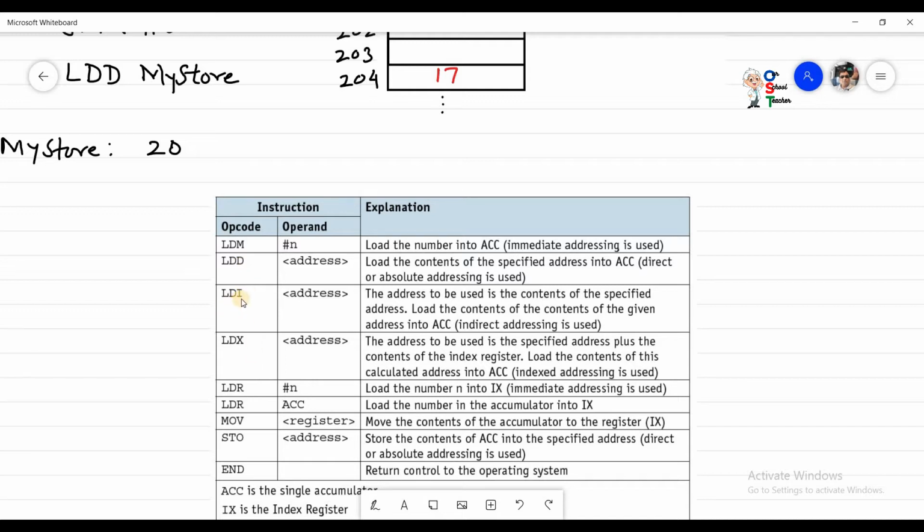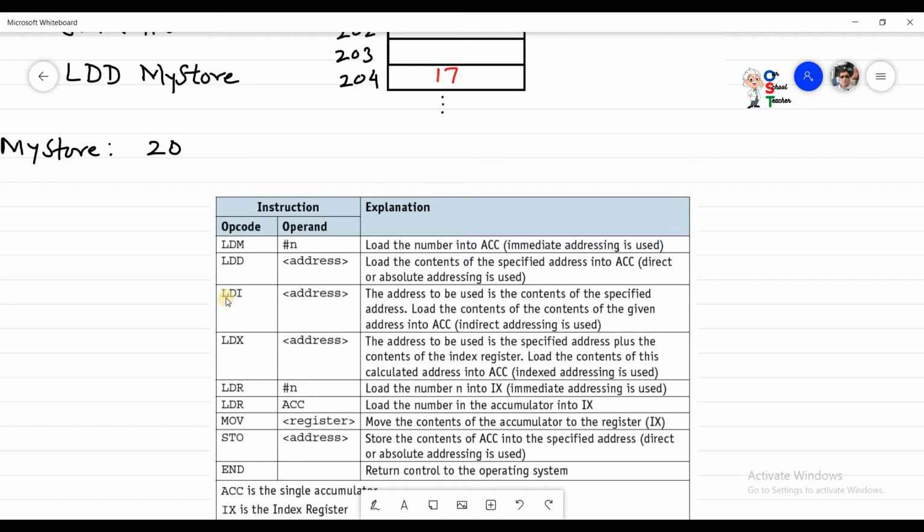Then similarly LDI. With LDD an address is given, so whatever value is at that address will be loaded. In LDM, the value itself is loaded into the accumulator. Then what is LDI? Sorry, in LDI the content of the specified address is used as an address. Load the content of the given address into the accumulator.